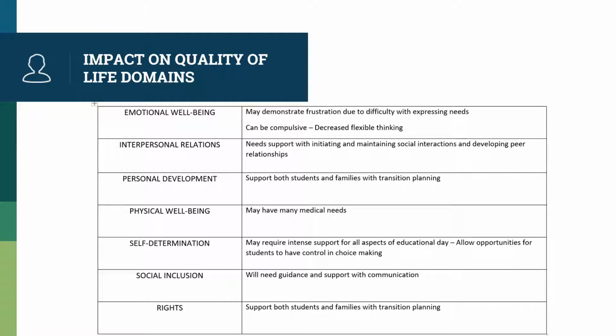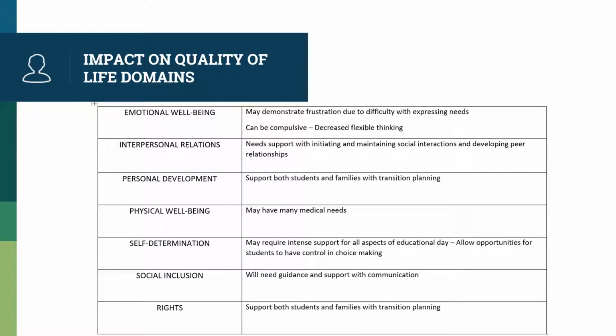Emotional well-being. Individuals with Jacobsen syndrome may demonstrate frustration due to difficulty with expressing needs. He or she can be compulsive with decreased and flexible thinking. Interpersonal relations. A person may need support with initiating, maintaining social interactions, and developing peer relationships. Personal development. Educators should continue to support both students and families with transition planning. Physical well-being. Social, emotional, and behavioral development can be impacted by the multiple medical needs.